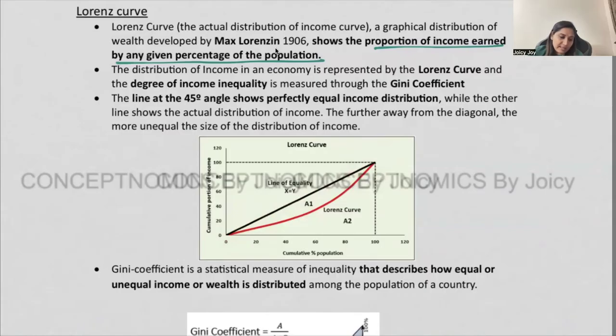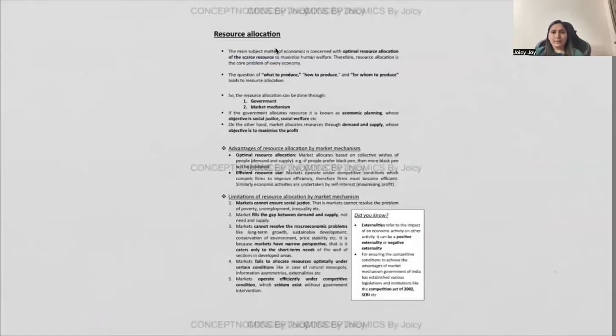Now see, you can see here that there is a gap between the line of equality and Lorentz curve. So this gap is the inequality. Okay, inequality. I hope you understood. Now, for example, if the Lorentz curve touches the line of equality, which means that there is no inequality in the economy. Okay, that is what Lorentz curve talks about.